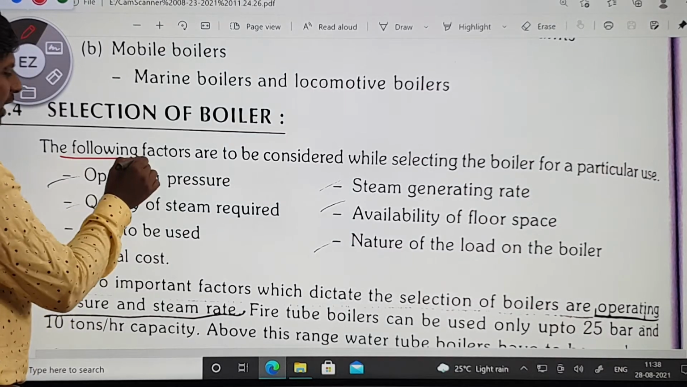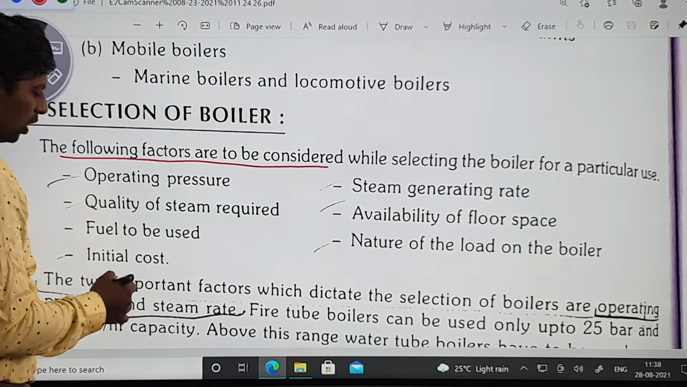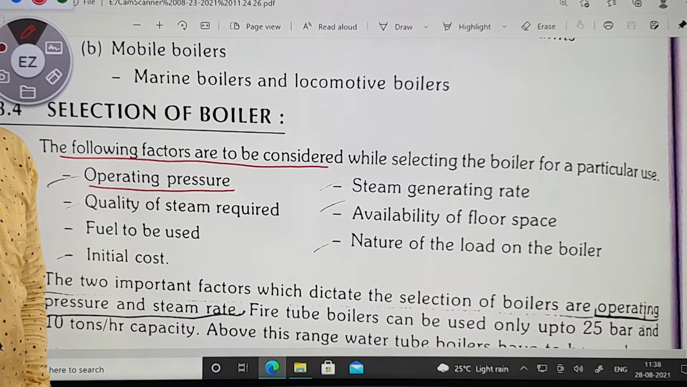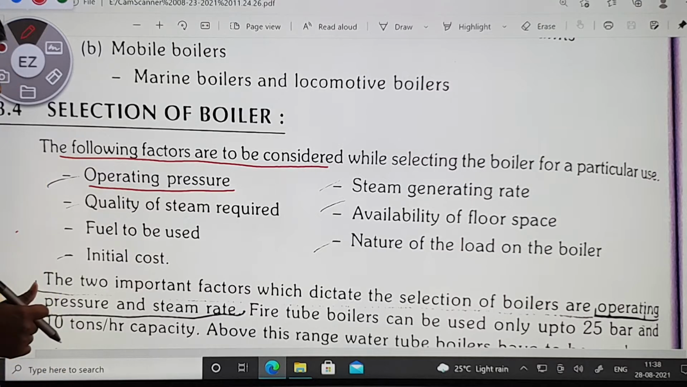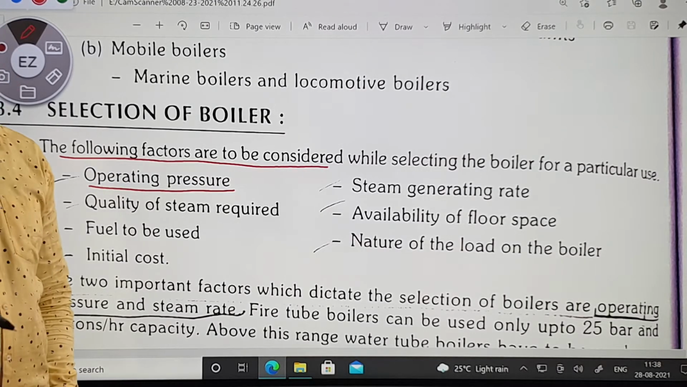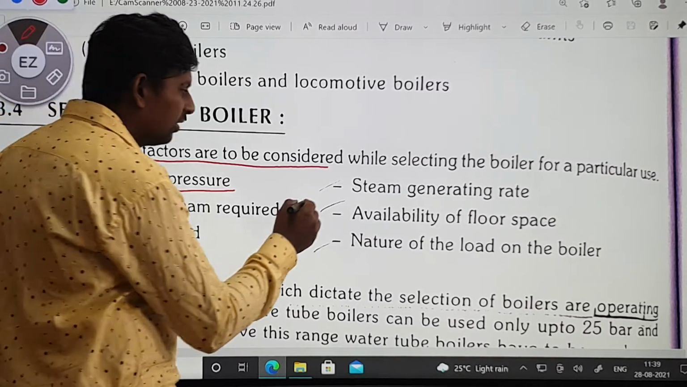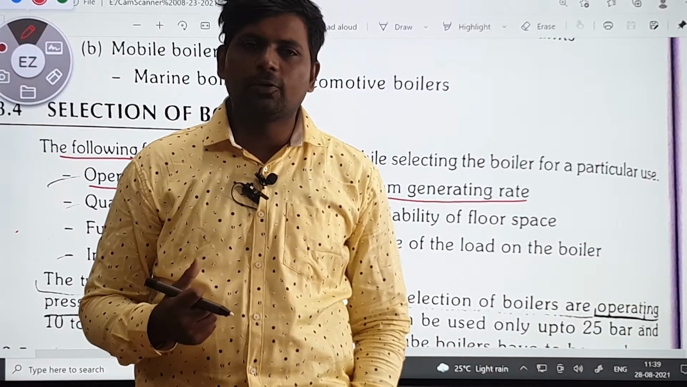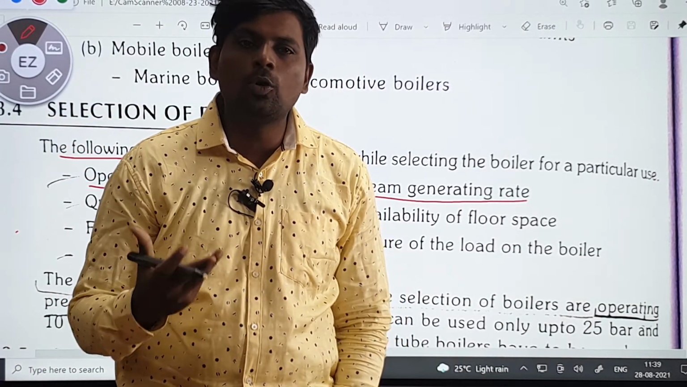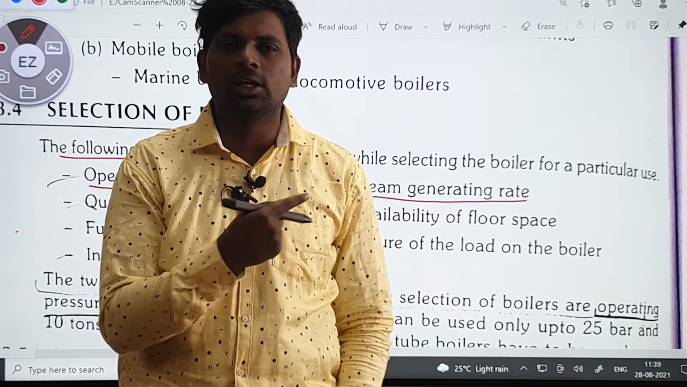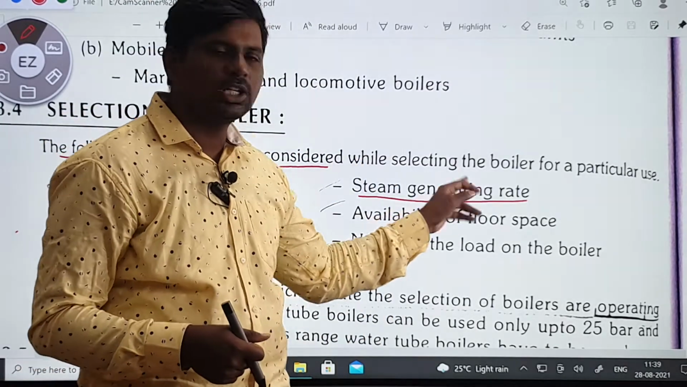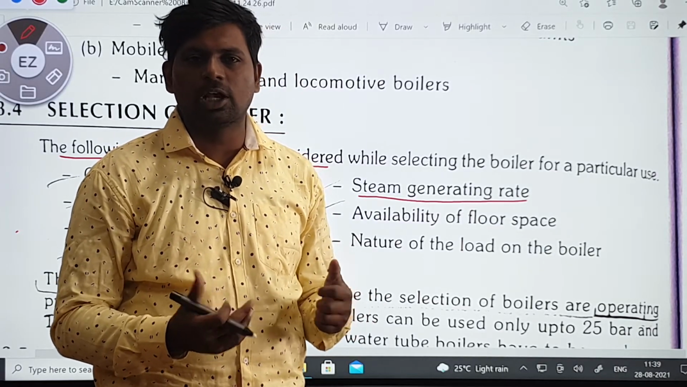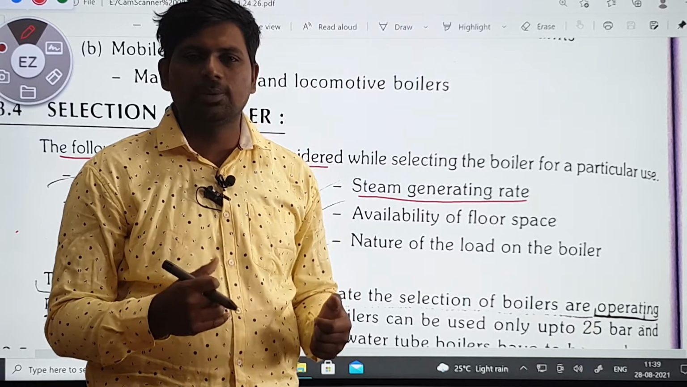The following are the factors to be considered while selecting the boiler. What is the first one? Operating pressure. How much pressure do you want? Depending upon pressure, boilers are classified. Next is the steam generation rate. What is the function of a boiler? To produce steam. So how much steam it is generating in 1 hour, how many kgs of steam, is known as the steam generation rate.